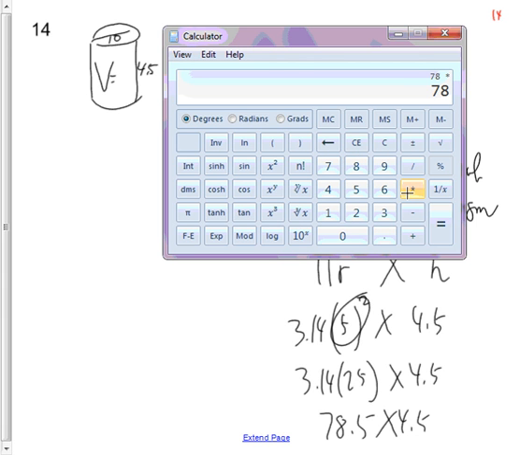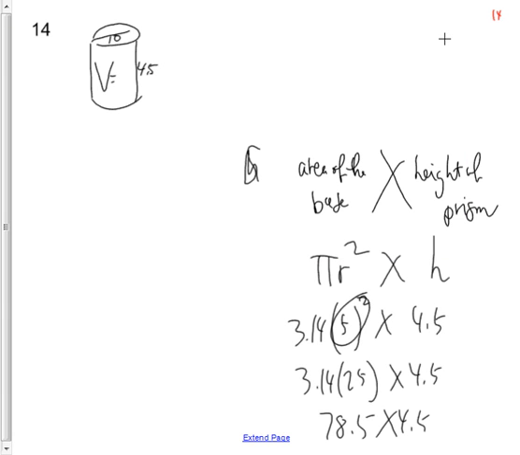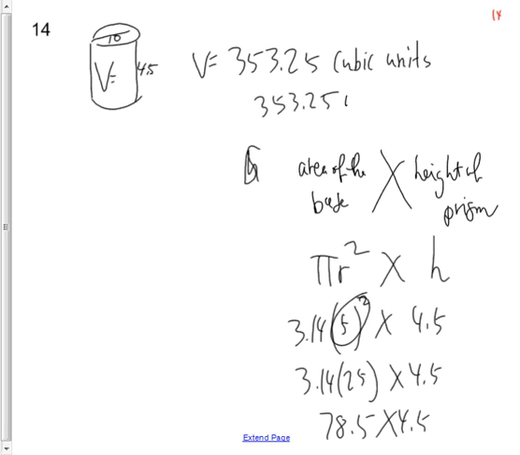78.5, oops, clear. 78.5 multiplied by 4.5, which is the height. I get a final answer of 353.25. So the volume equals 353.25 cubic units, or 353.25 units cubed, because we don't know if they're meters or centimeters or what.